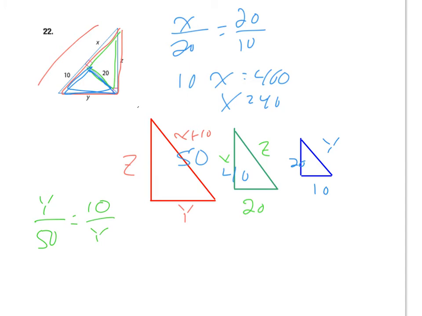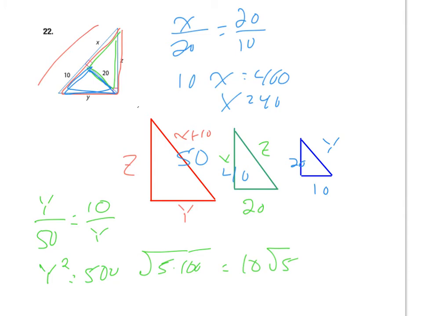Let's cross multiply. I get y squared is equal to 500. We agree that 500 is 5 times 100. Well, the square root of 5 times 100 is equal to 10 root 5. So that's the answer to y. Okay, and then hopefully I won't need to use that 10 root 5.